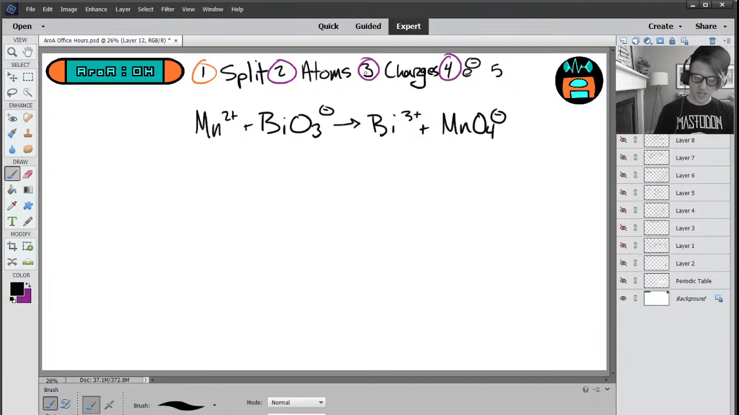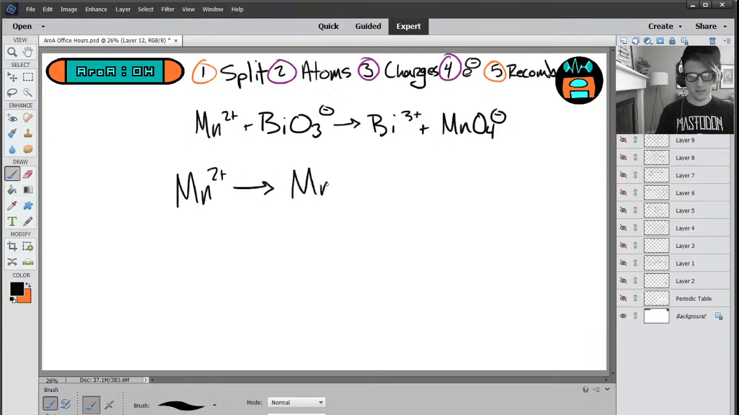The 5th step, once you've done these, is you recombine. You recombine your 2 half reactions into one, and that will be your balanced chemical equation. So when I look at this, we have 2 half reactions in play. One is the half reaction with manganese. The other is the half reaction with bismuth.